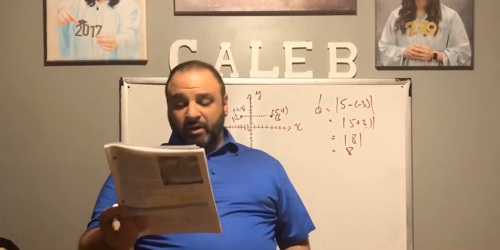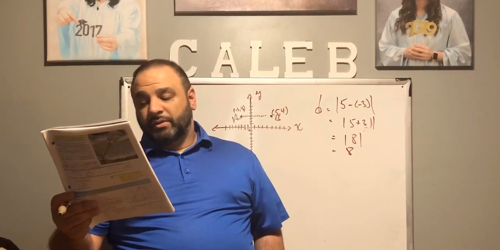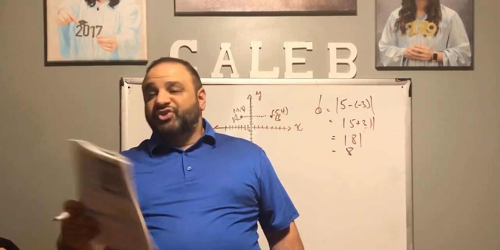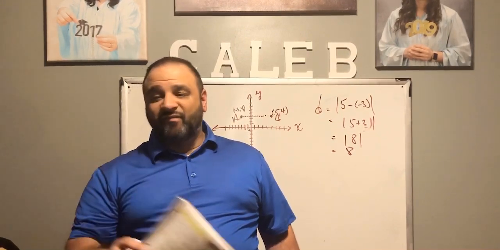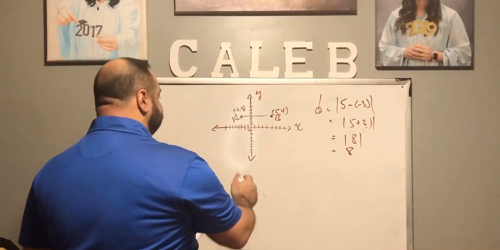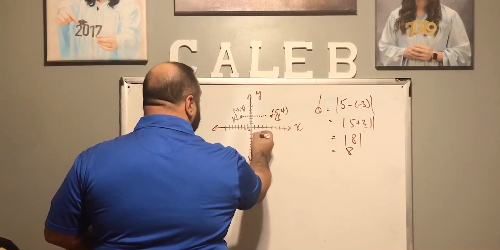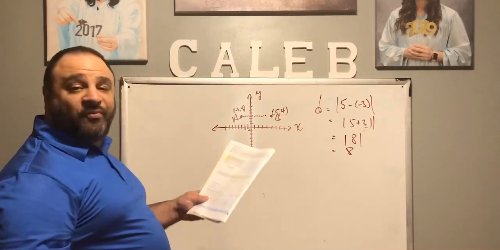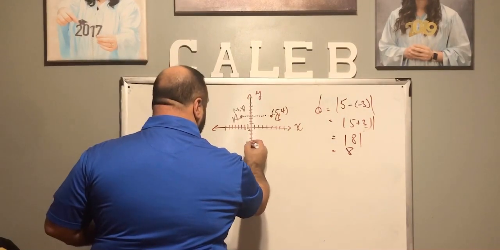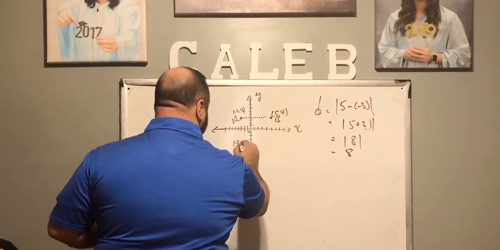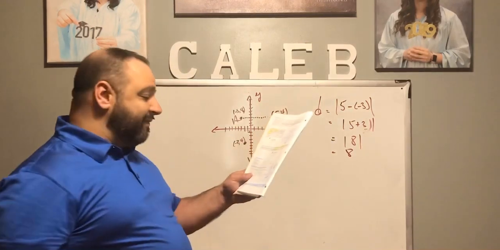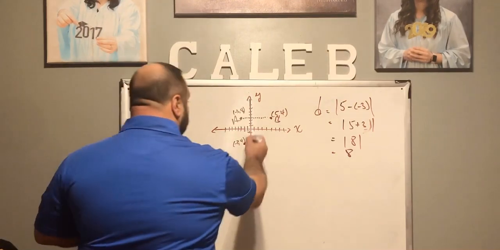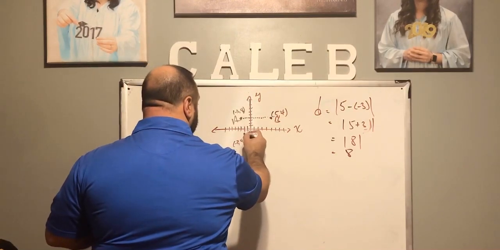Very good. Let's look at number 7. C is negative 2, 4. We'll do this and we'll be finished here. So negative 2 would be 2 spots to the left, and 4 would be 4 spots up. So negative 2, 4. And then we have D, which is negative 2, negative 1. So negative 2, negative 1 would be right there.